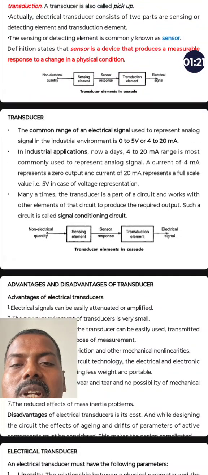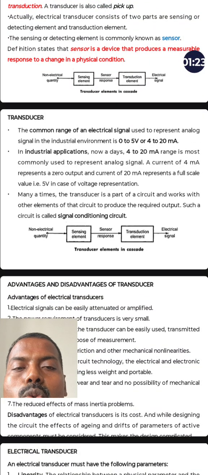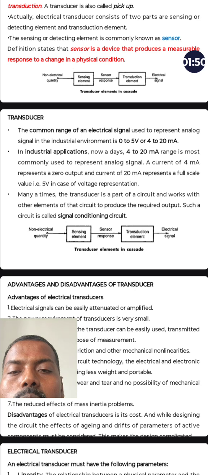A common range of the electrical signal used to represent the analog signal in the industrial environment is 0 to 5 volts or 4 to 20 milliamps. For industrial applications, nowadays the 4 to 20 milliamp range is most commonly used to represent the analog signal. A current of 4 milliamps represents the zero output and a current of 20 milliamps represents the full scale value. In case of voltage, it is 5.